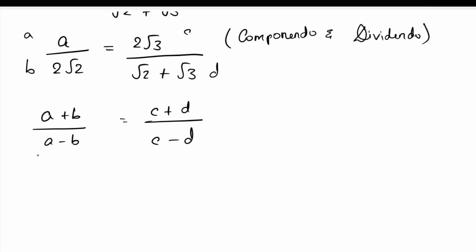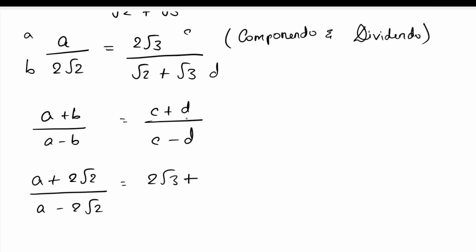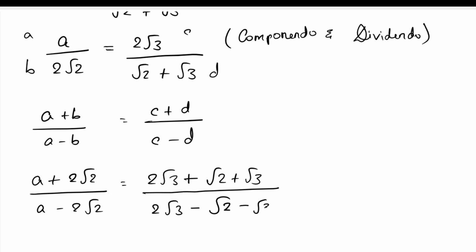So applying that, A plus B is 2 root 2, so 2 root 2 divided by A minus B is A minus 2 root 2, equal to C plus D over C minus D. C is 2 root 3, D is root 2 plus root 3. So (root 2 plus root 3) divided by C minus D, where C is 2 root 3 minus D, which is root 2 plus root 3. Since it's minus, it will become minus root 3.